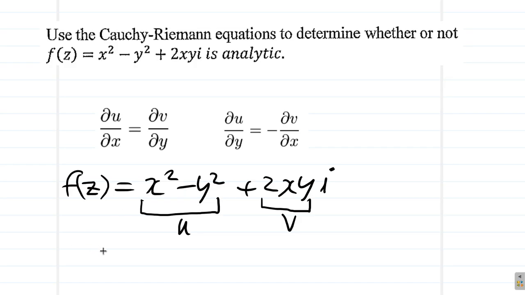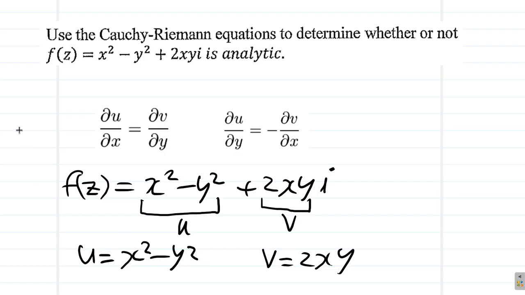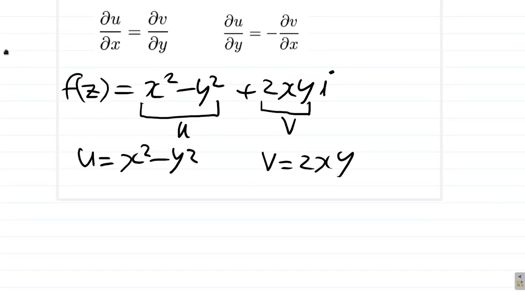So, here now, partial u by partial x. No. Let's write what u is first. u is equal to x squared minus y squared. v is equal to 2xy. What is partial u by partial x? The partial derivative of u with respect to x is, well, you can see this is going to be 2x.